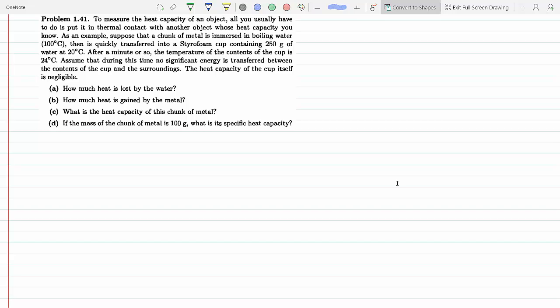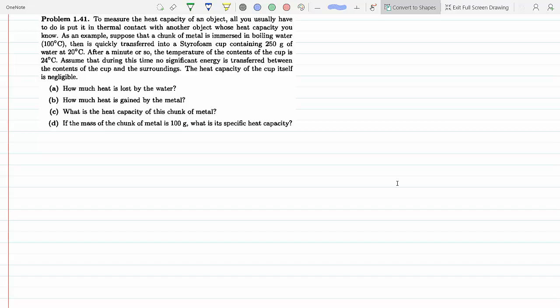And so we take a chunk of metal whose heat capacity, or specific heat, is unknown. We put it in boiling water at 100. Then we quickly transfer it to a styrofoam cup, which has 250 grams of water at 20 degrees. After a minute or so we measure the temperature again, and it was 24 degrees, assuming that during this time no energy has been transferred between the cup and the surroundings. The heat capacity of the cup itself is negligible, which means there's no heat lost to the cup itself.